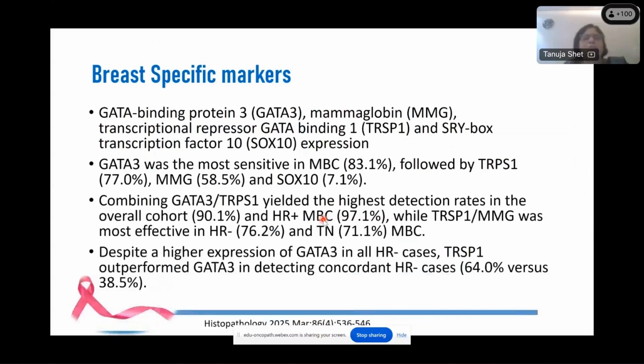So what are the breast specific markers? GATA3, TRPS1, and SOX10 some people believe, and mammaglobin we don't use anymore nowadays. So the best marker, if you are dealing with a luminal cancer, use GATA3. If you are dealing with a triple negative or hormone receptor negative cancer, use TRPS1.